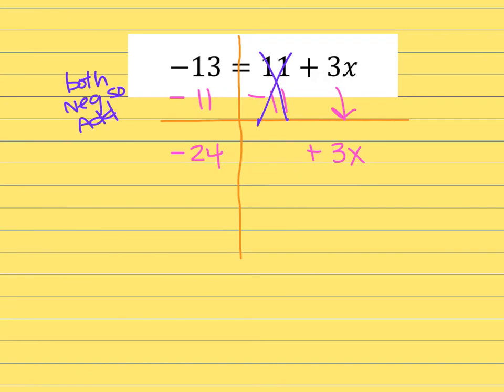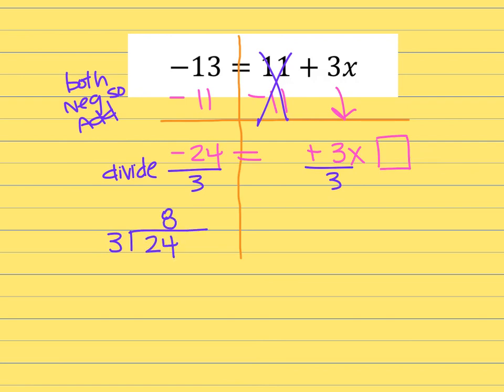Now, this is telling me that 3 times something is negative 24. So the opposite of multiply is divide. So I would have to say divide by 3, divide by 3. If you want to write it sideways, it looks like this. 3 divided into 24 is 8. It goes in perfectly. So then I'm going to say that x equals 8.